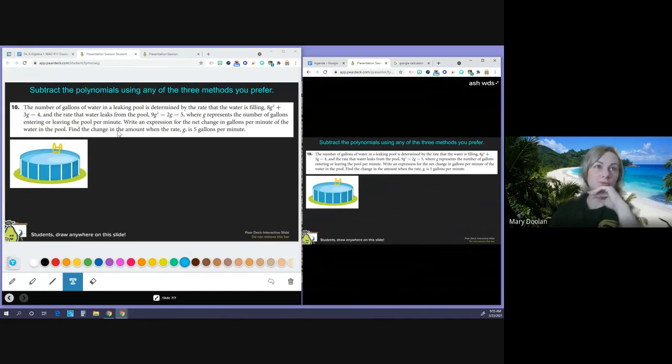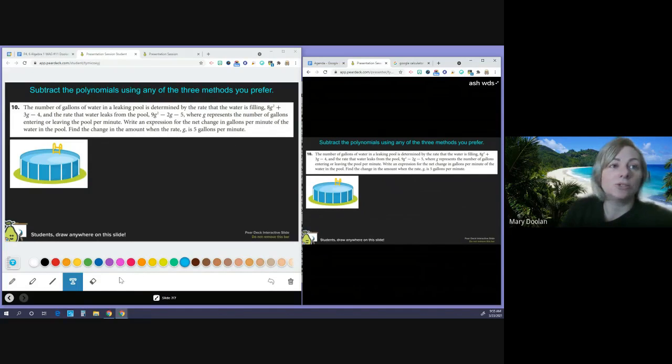The number of gallons of water in a leaking pool is determined by the rate that the water is filling, 8g squared plus 3g minus 4, and the rate that the water leaks from the pool, 9g squared minus 2g minus 5. Where g represents the number of gallons entering or leaving the pool per minute. Write an expression for the net change in gallons per minute of the water in the pool. Then find the change in the amount when the rate g is 5 gallons per minute.